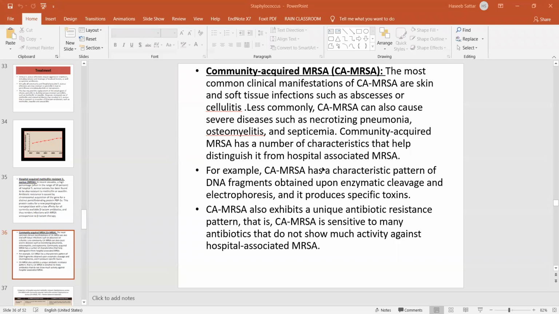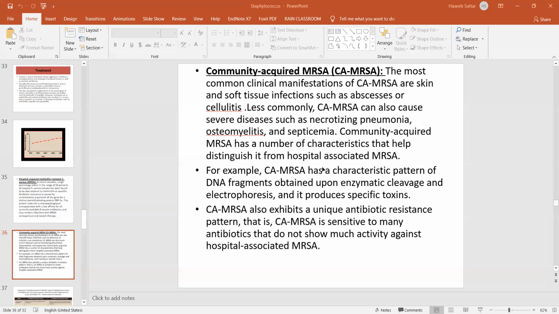Community acquired MRSA mainly presents with cellulitis or abscess. The patient may have some skin abscess or boils, or maybe some cellulitis. Although there is less chance of necrotizing pneumonia or other diseases, MRSA can also cause septicemia.